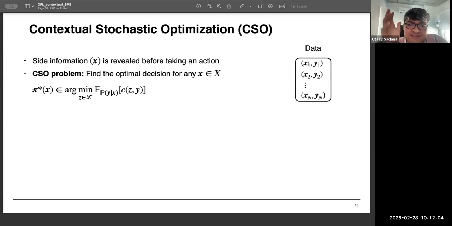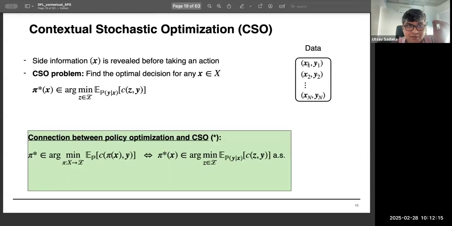Now, what we want to do is to learn a policy based on this data that can generalize to features which we have not seen in the data. So basically, what we want to do is to solve a policy optimization problem. Now, there is a nice connection between policy optimization and contextual stochastic optimization. So what you can do is you can find a policy that minimizes the expected cost over the joint distribution P of x and y.